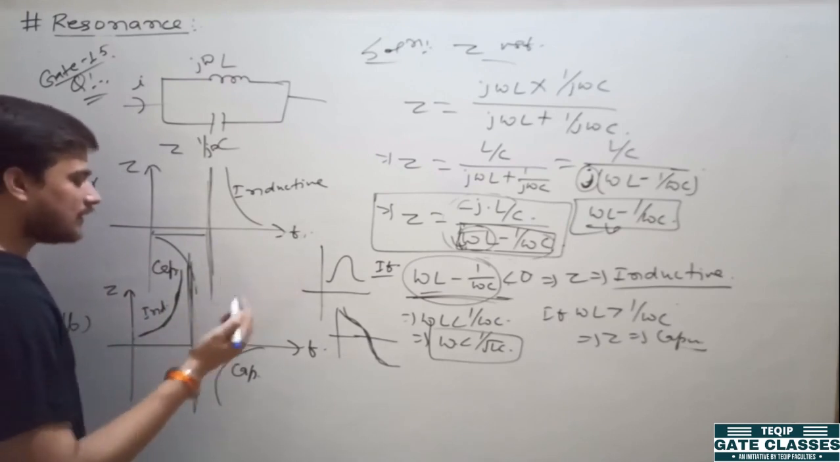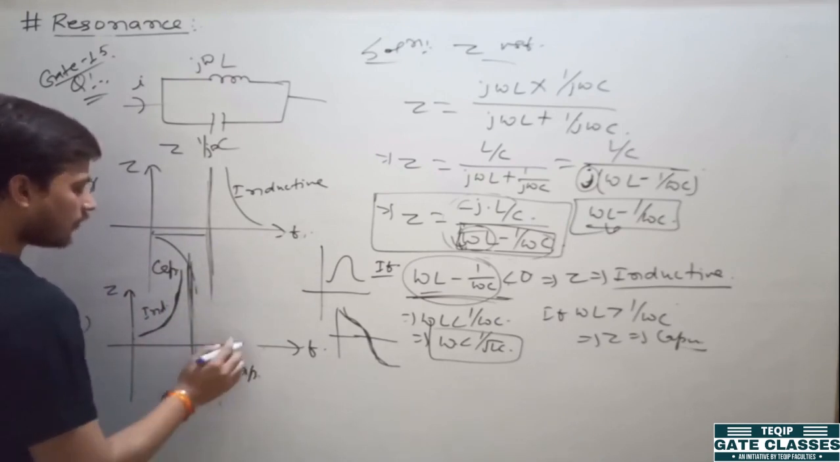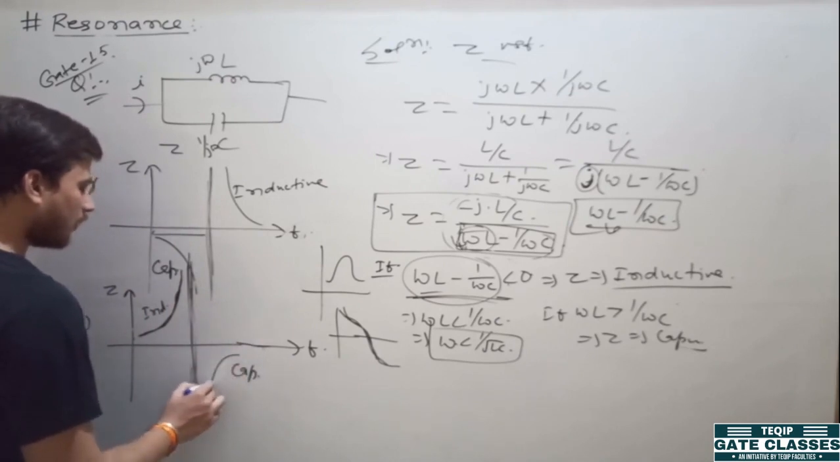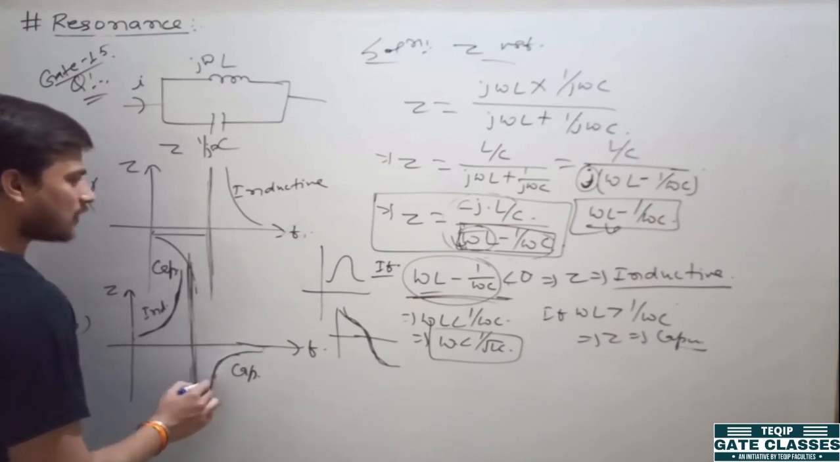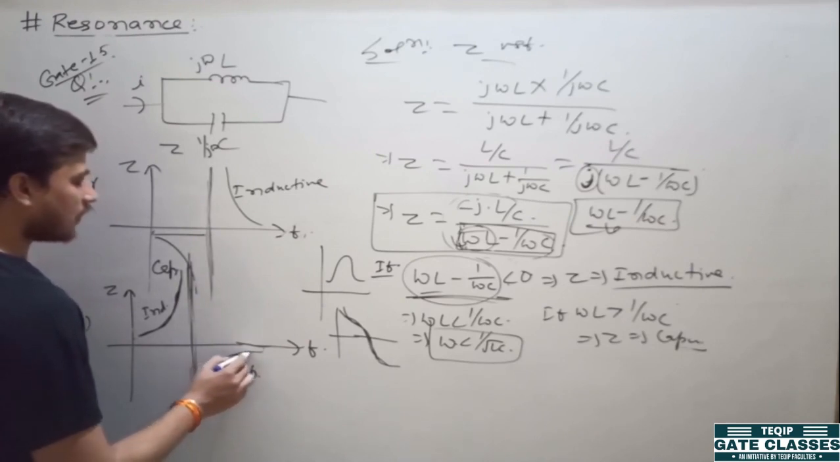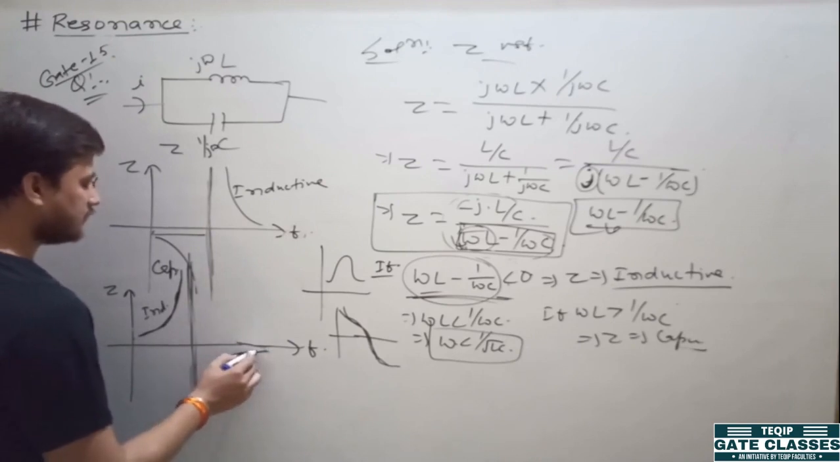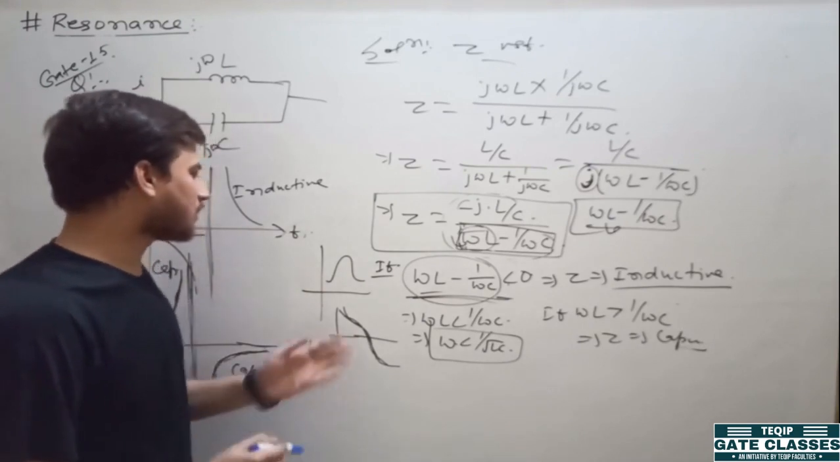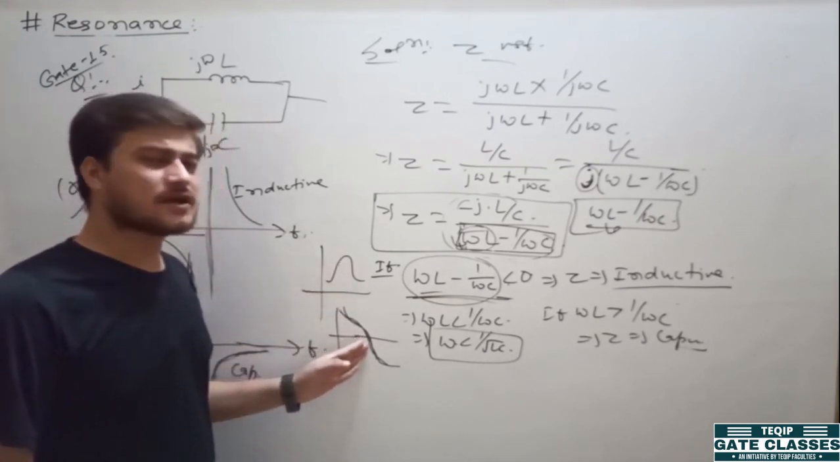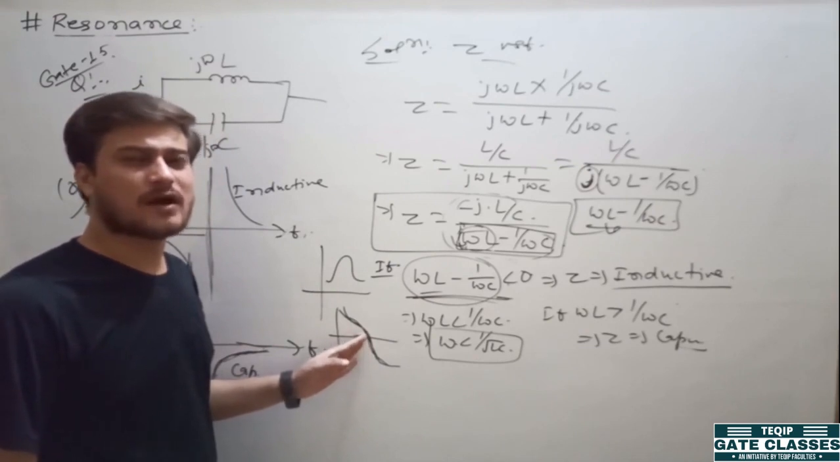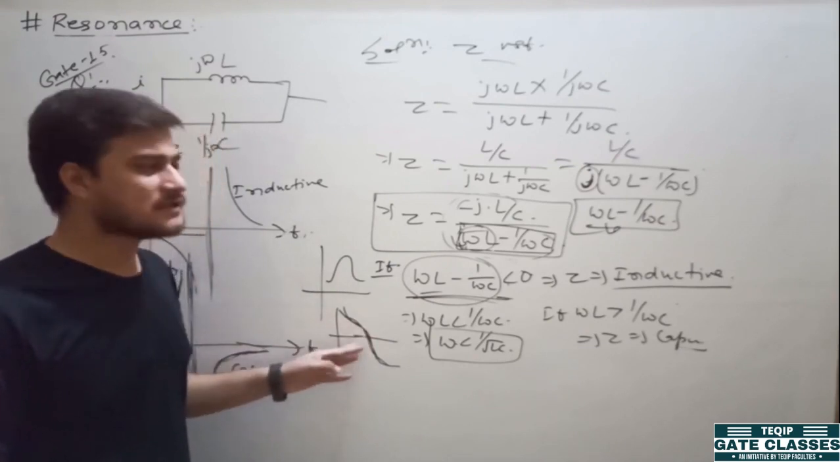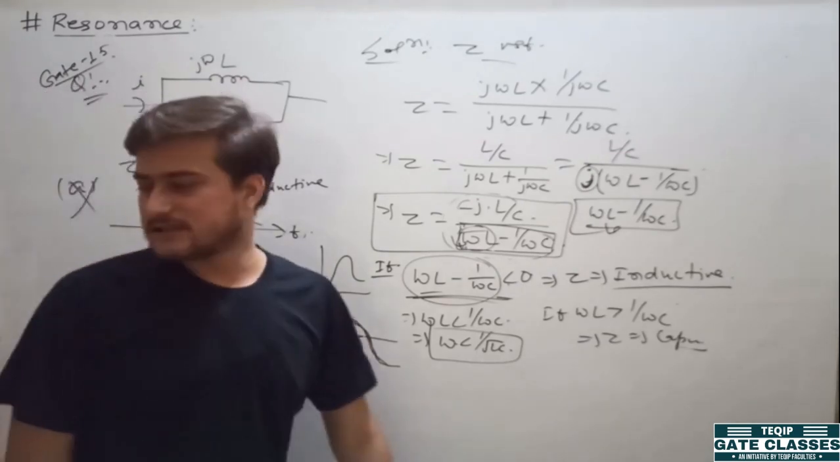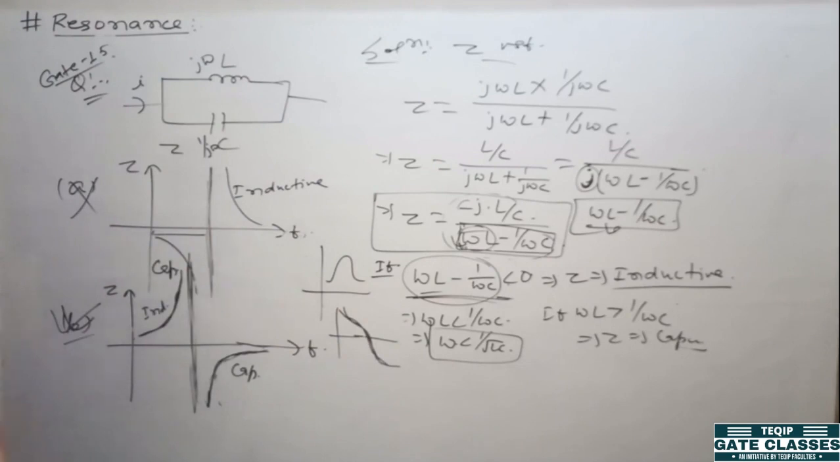Similarly, come to the right side. When omega is equal to 1 by under root LC, it will move to minus infinity, and as omega increases, this value will start decreasing and finally reach 0. So the second option is 100% correct. This option is not possible. This option is also not possible, because at omega equal to 1 by under root LC the value of impedance is given as 0. So that option is also incorrect.